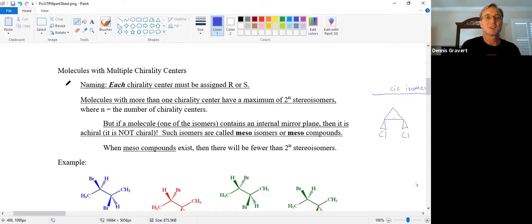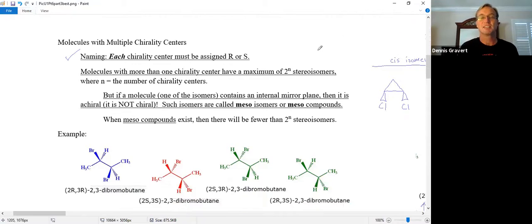There we go. So if you're having to name the molecule with multiple chirality centers, each chirality center is going to need an R or S label. So go review the video on assigning configuration. I'll review that here too.